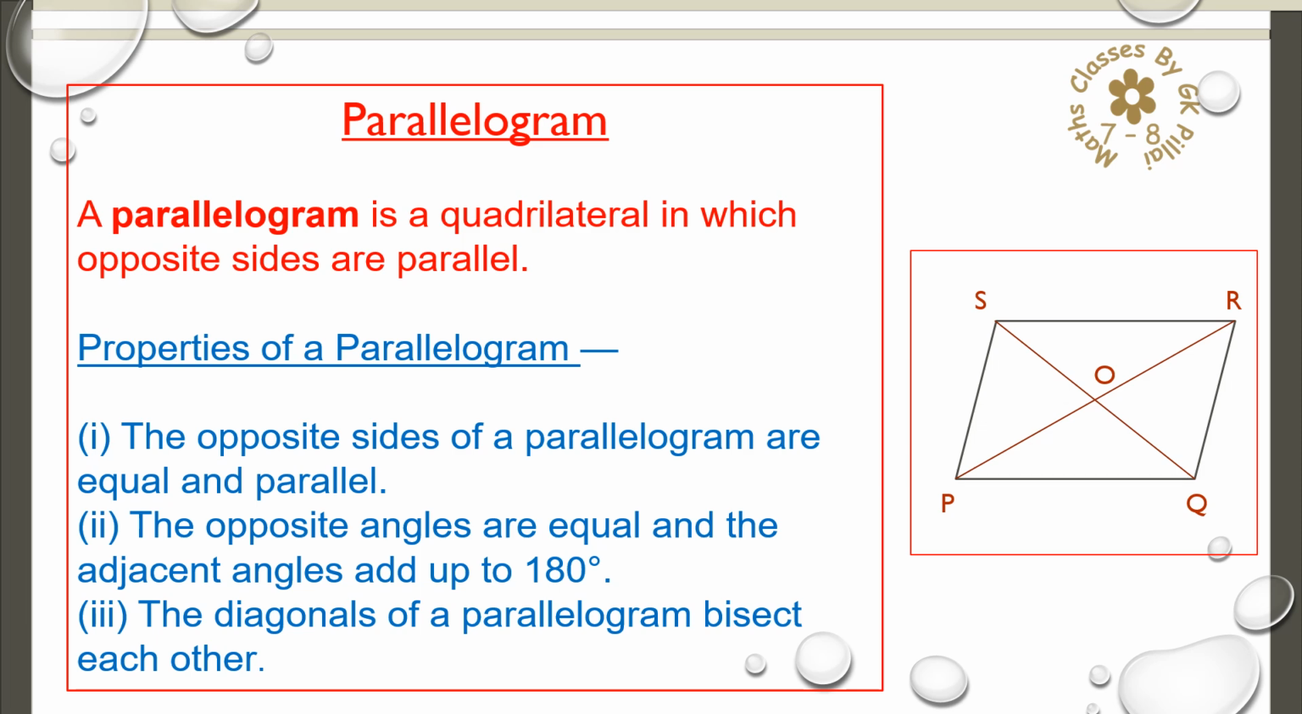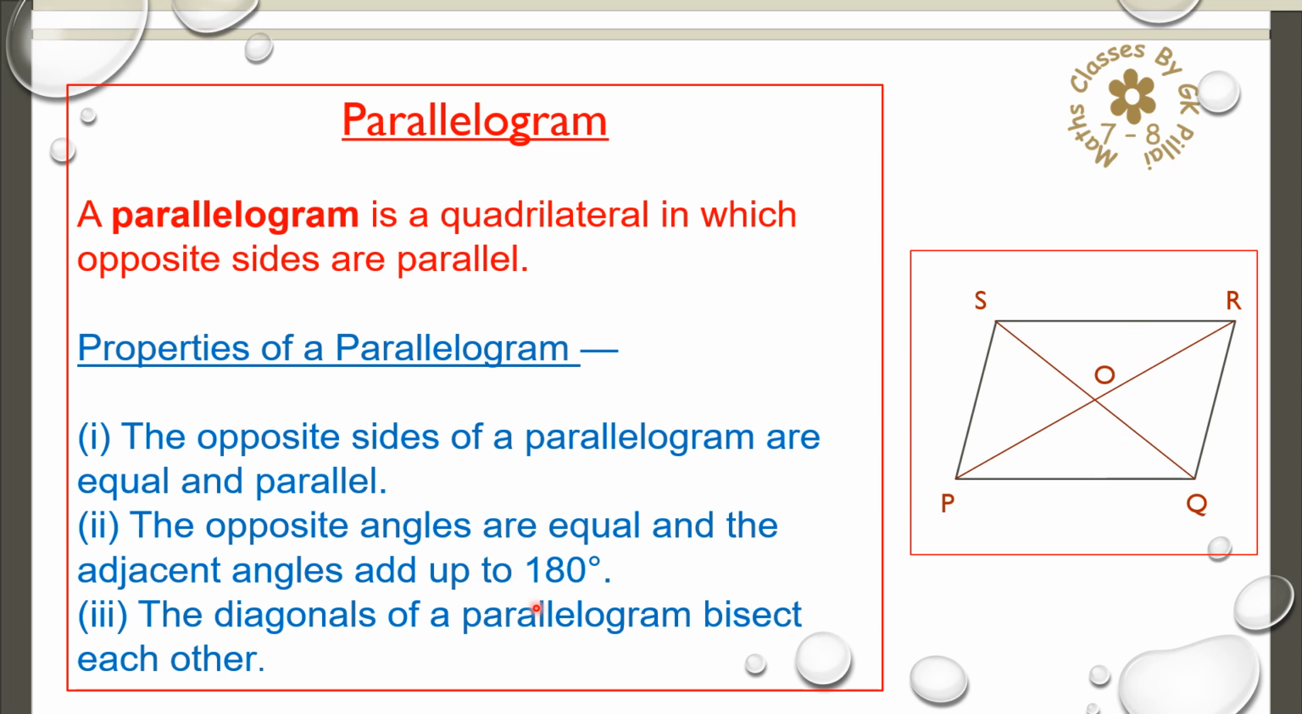In fact, rectangle, rhombus, square, these are all parallelograms only. A parallelogram is a quadrilateral in which the opposite sides are parallel. Here, the properties of a parallelogram: the opposite sides of a parallelogram are equal and parallel. So the opposite sides are parallel as well as equal.